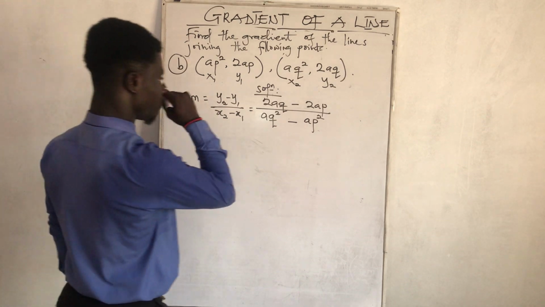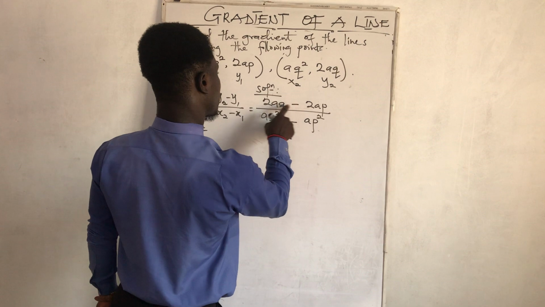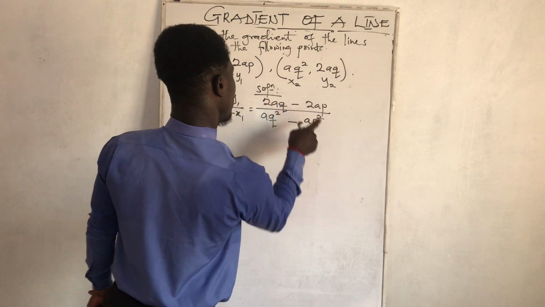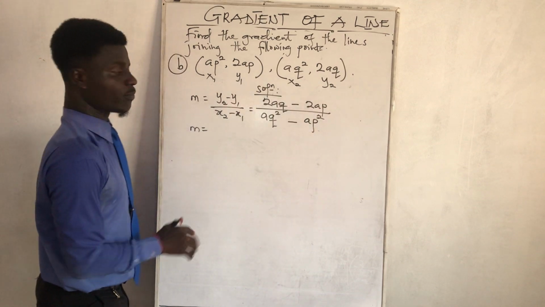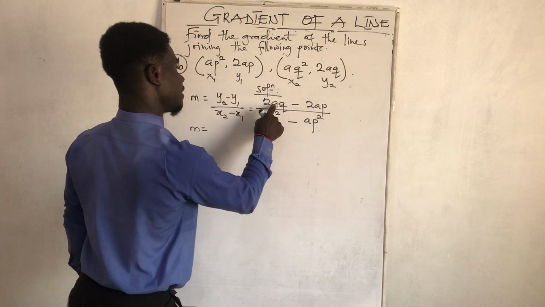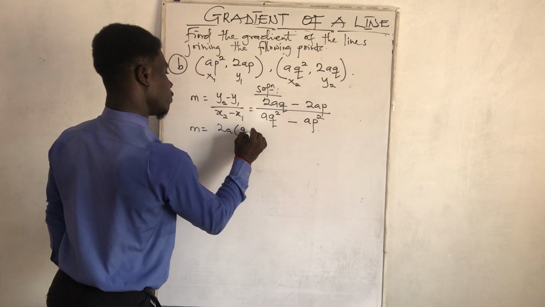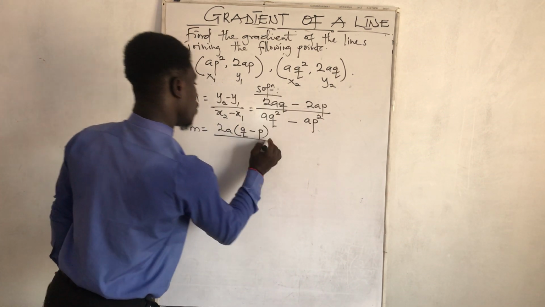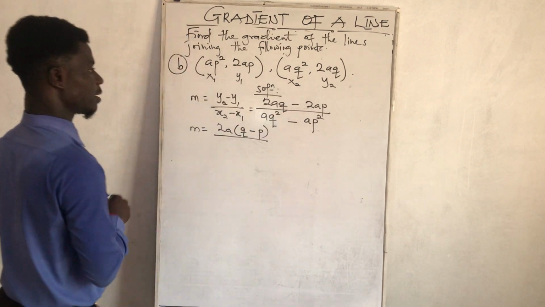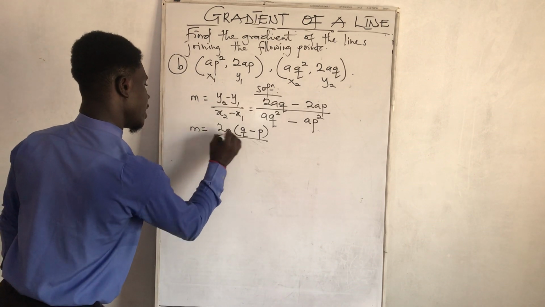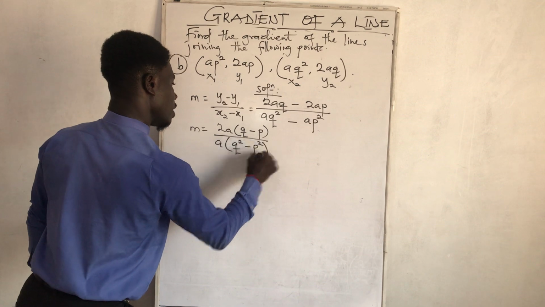Right. So now m is equal to, we can factorize 2a out at the numerator, because there is 2 here, there is 2 here, there is a here, there is a here. So we get 2a out, which will be q minus p, all over, here there is a, here there is a, so a out, then I'll get q squared minus p squared.